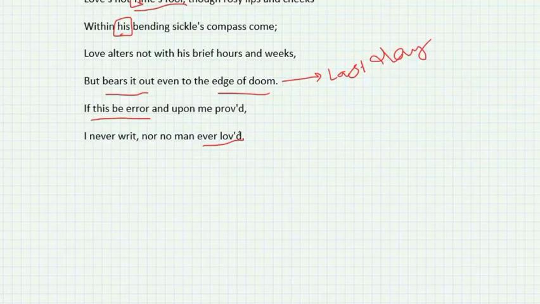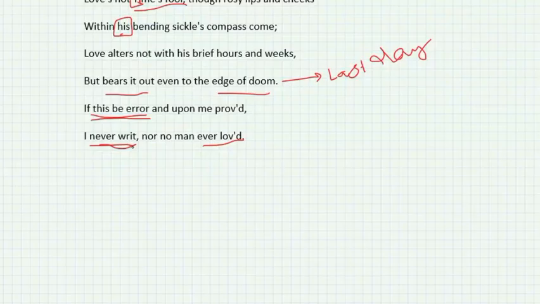Now in the final couplet, what Shakespeare is suggesting to you is that he gave us the appropriate idea of love, and he said that if anybody denies it, then he did not write anything. Here he said, I never writ. If this be error, I never writ. So it simply means that nobody can deny the idea that Shakespeare gave us. He is so confident with his writing. If this be error, then he is not a poet, meaning that this cannot be an error.